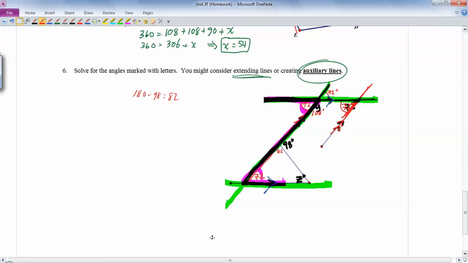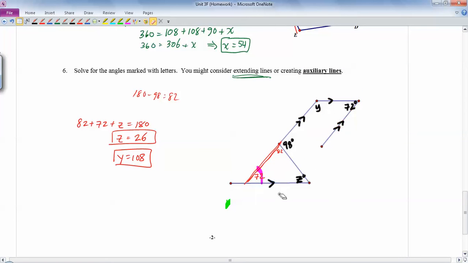And now we can work with this triangle that's got an 82, a 72, and a Z. So 82 plus 72 plus Z equals 180. And if you solve that, you end up with Z equals, let's see, that's 154, is that 36? 26. So Z is 26, and Y is 108. So let's see if we can do this another way, because that way uses some hard to see tricks in there. So let me erase all this and see what else we can come up with.